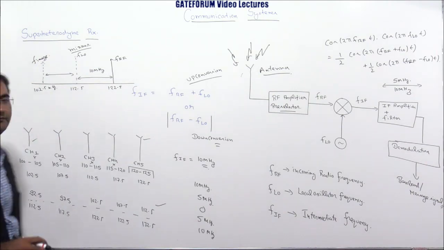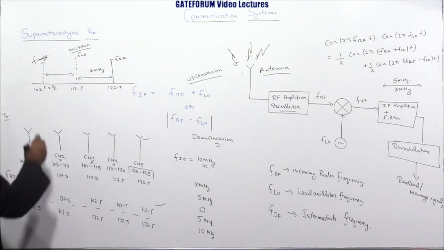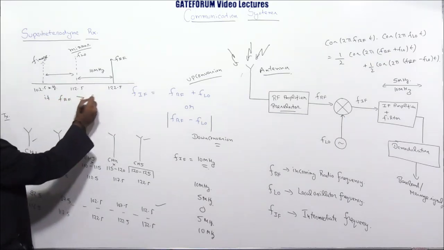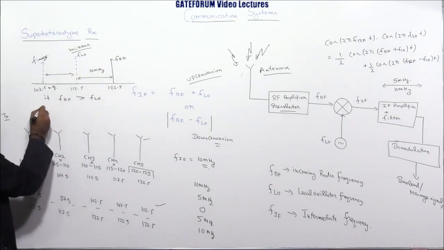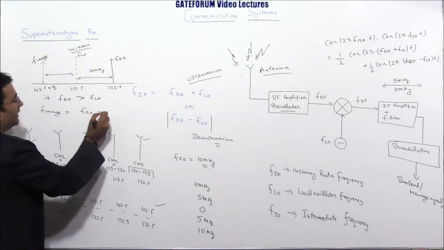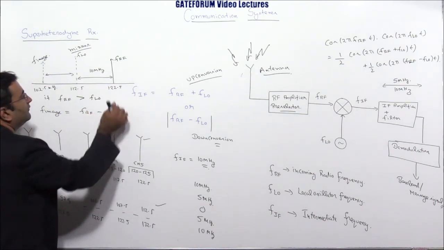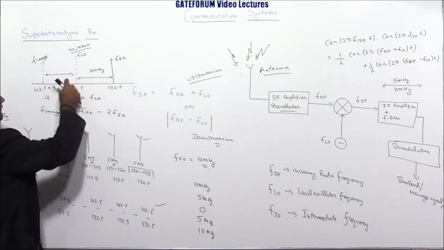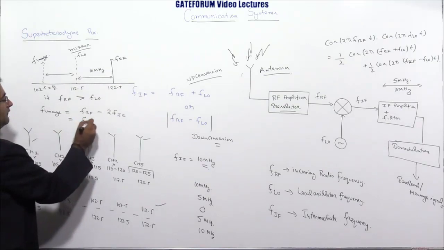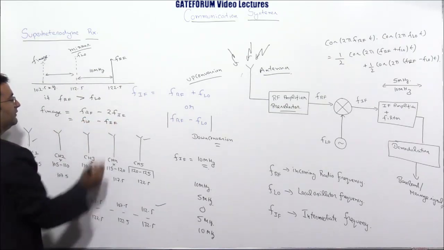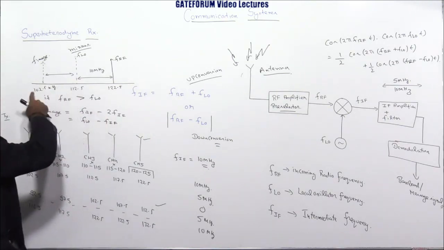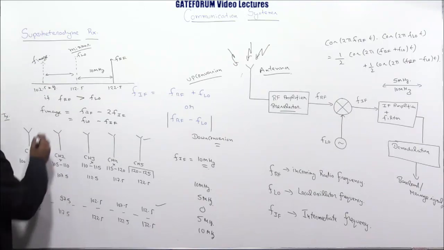Now we can derive the relationship for F image. If FRF is greater than FLO, as in this case, then F image is FRF minus 2FIF. That becomes FRF minus 2FIF, or it is nothing but FLO minus FIF. That is also true, right? Because FRF minus FIF is FLO, so FLO minus FIF will also give the image. So this is one relationship.